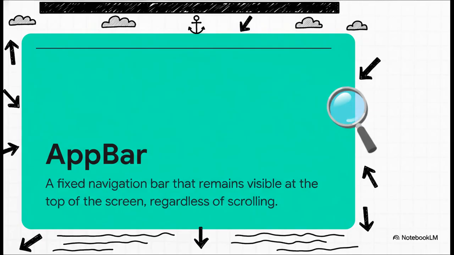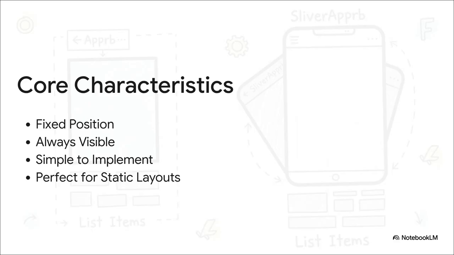Well, the app bar is designed to be completely static. It just sits right there at the top of your screen, and no matter how much your user scrolls down, that bar isn't going anywhere. It provides this constant, totally predictable presence. Let's break down what makes it tick.